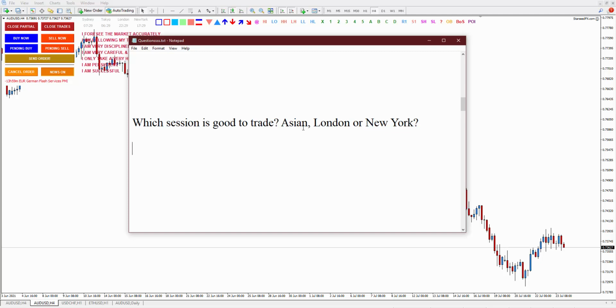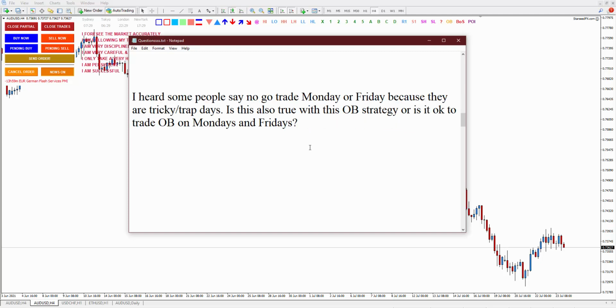So now let's go to the next question. I heard some people say don't trade Mondays or Fridays because they are tricky or trap days. Is this also true with this order block strategy, or is it okay to trade order block on Mondays and Fridays? I do not think that Monday or Friday are tricky or trap days. It could be, but I personally think Monday and Friday are just another trading day. So I do not limit myself to trade only a very specific day or avoid specific days. I avoid entering a trade during high impact news. But as for days, I just do it the same as any other day.